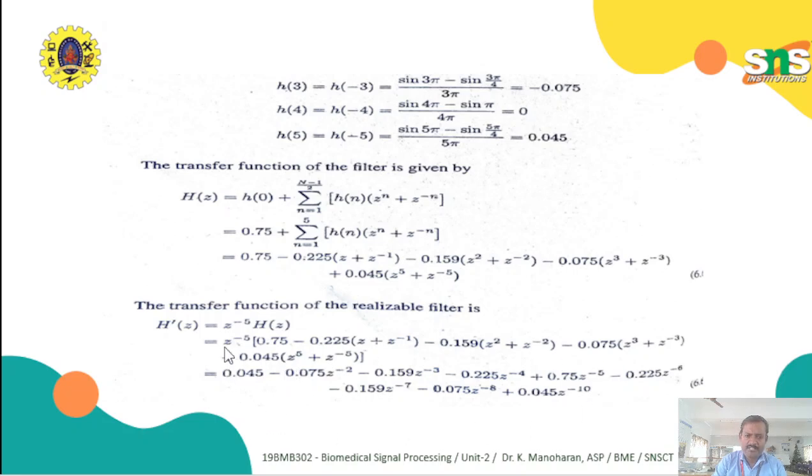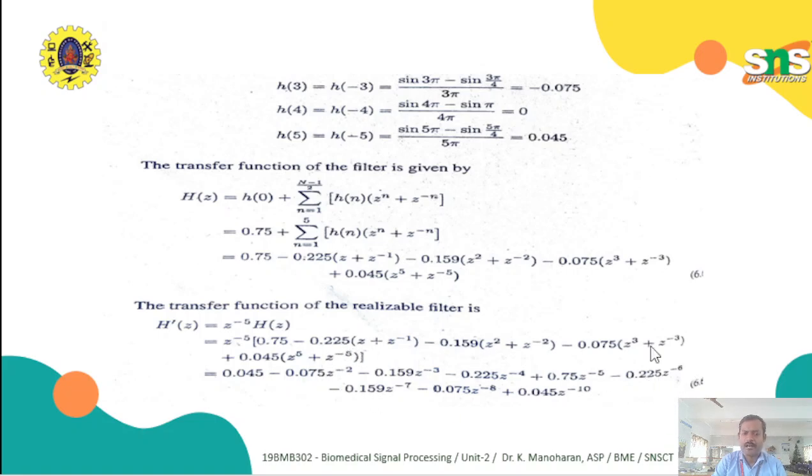If you multiply with z power minus 5, you get 0.75 into z power 5. So this value we need to multiply with z power minus 5, also with z power 1. This is z power minus 1. So if we multiply z power minus 5 into z, it becomes z power minus 4. Look at this coefficient of z power minus 4: we have the value minus 0.225. Similarly, if we multiply this z power minus 5 with the minus z power minus 1, it becomes z power minus 6. Look at this coefficient of z power minus 6: the same coefficient, minus 0.225.